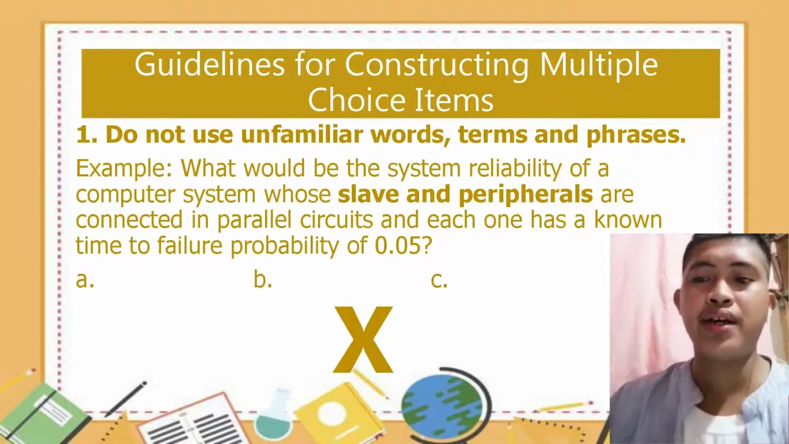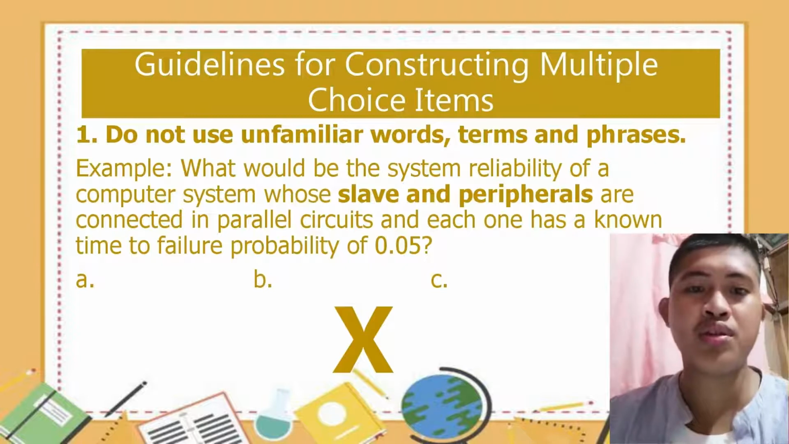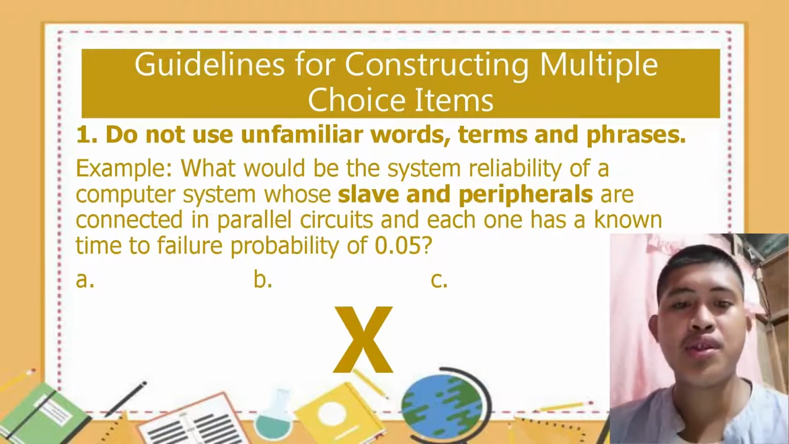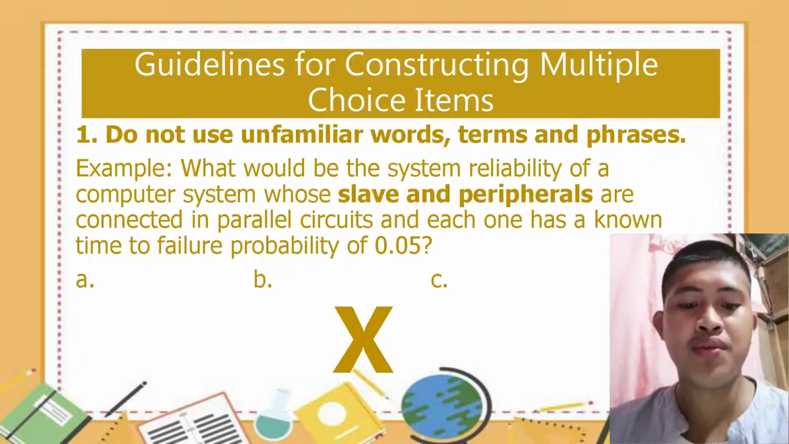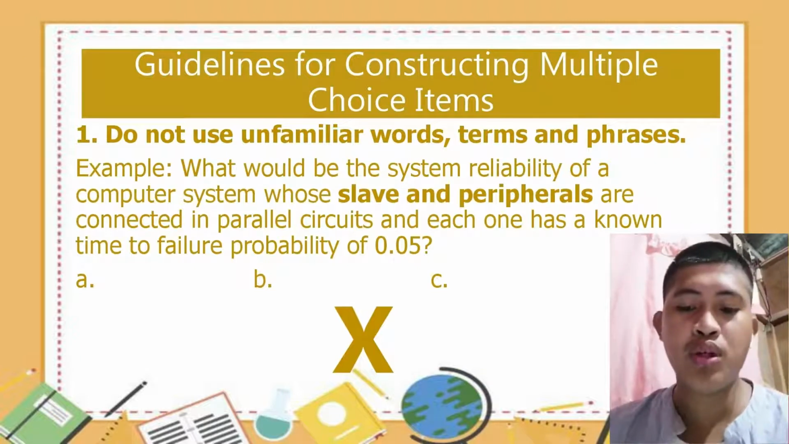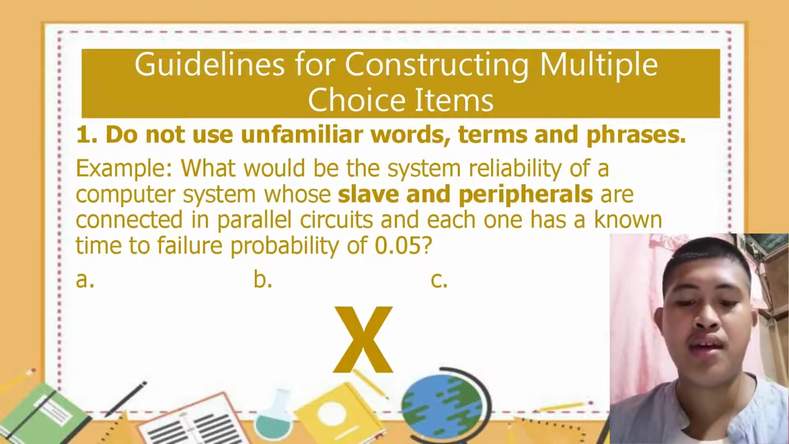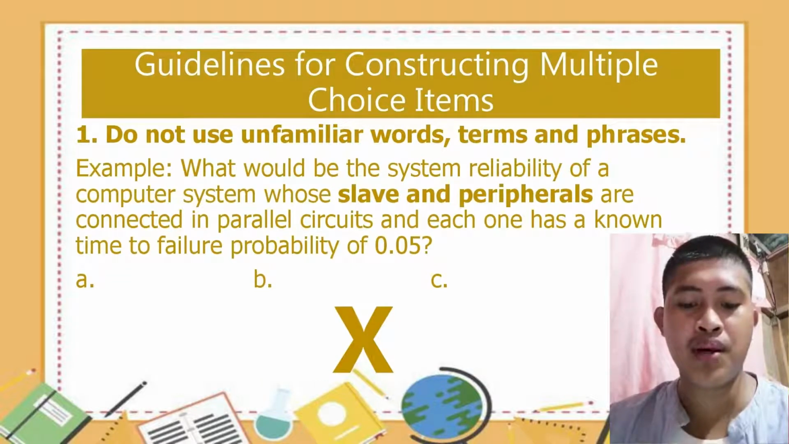Now let's go to the guidelines for constructing multiple choice items. First is, do not use unfamiliar words, terms, and phrases. Example: what would be the system reliability of a computer system whose slave and peripherals are connected in parallel circuits, and each one has a known time to failure probability of 0.05?